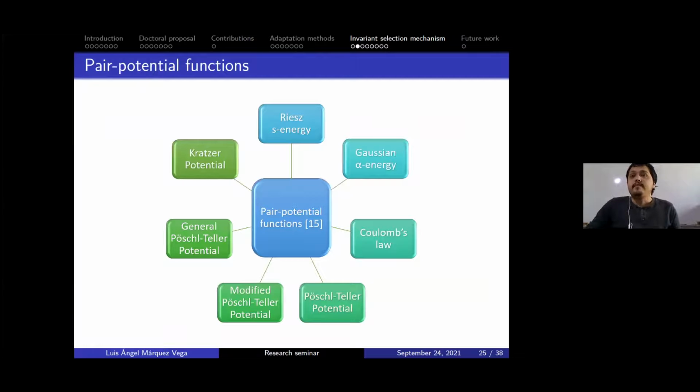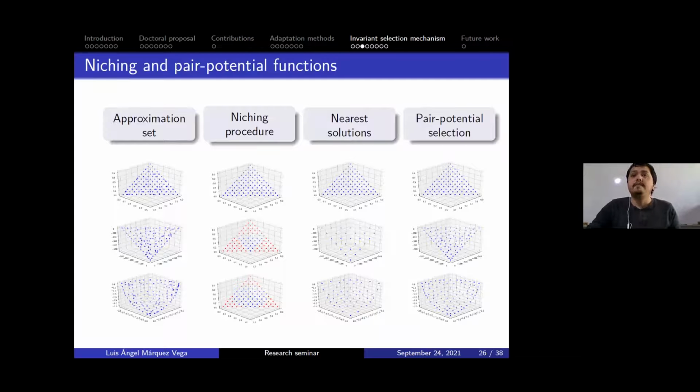The pair potential functions can be used as a selection mechanism to select a subset of solutions with good distributions, regardless of the Pareto front shape. We select the following 7 pair potential functions to assess them for the proposed selection mechanism, and we include it into the NSGA-III. Our selection mechanism consists of a niching procedure and a pair potential selection.